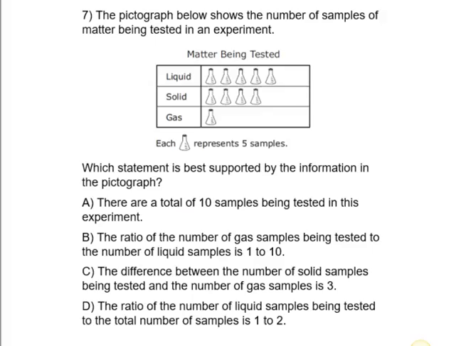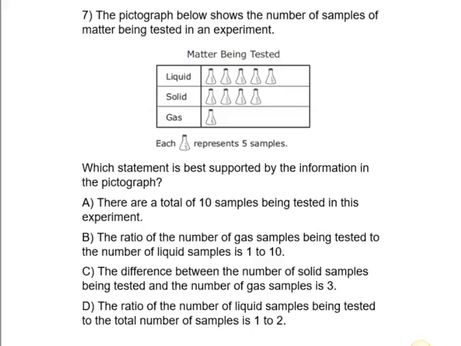The pictograph below shows the number of samples of matter being tested in an experiment. Which statement is best supported by the information in the pictograph? A. There are a total of 10 samples being tested in this experiment. B. The ratio of the number of gas samples being tested to the number of liquid samples is 1 to 10. C. The difference between the number of solid samples being tested and the number of gas samples is 3.